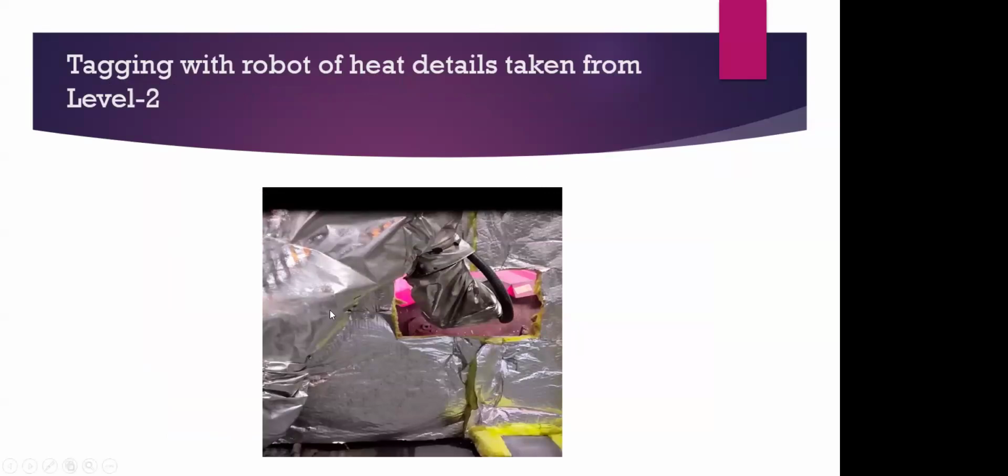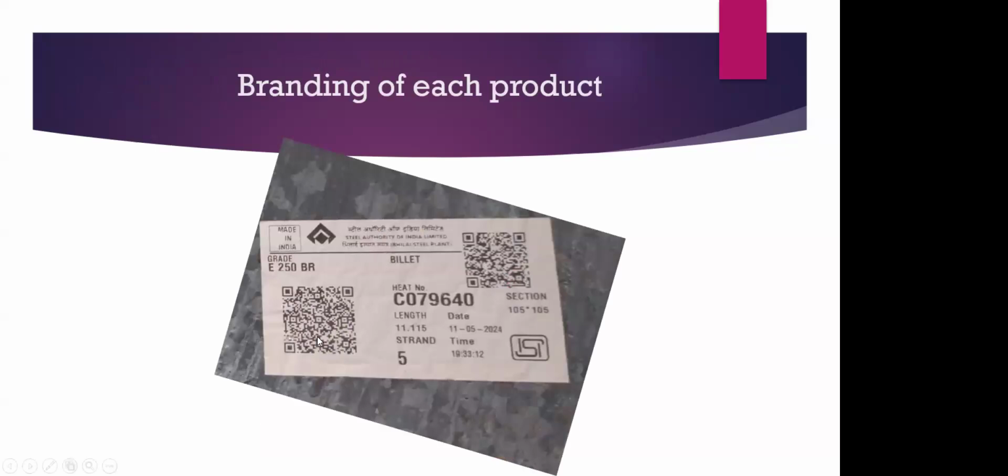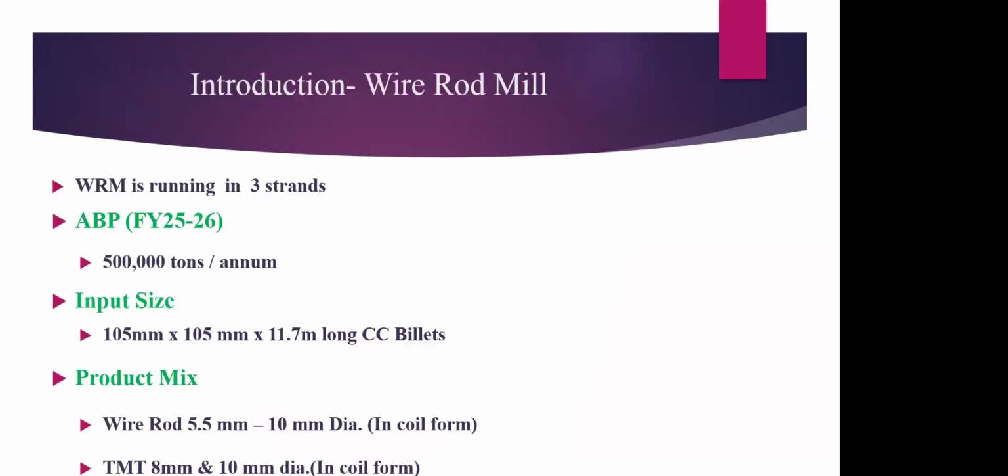Now this is the snap of the robot which is doing the tagging on the billet. Each billet that is coming from the caster is tagged. This is how the product has been branded. So all billet that is supplied to WRM is having this label and it is branded.